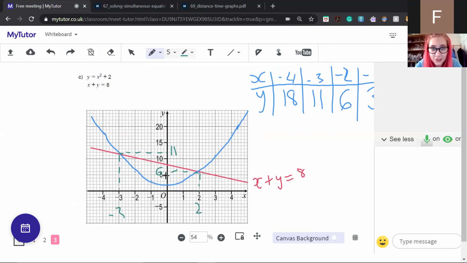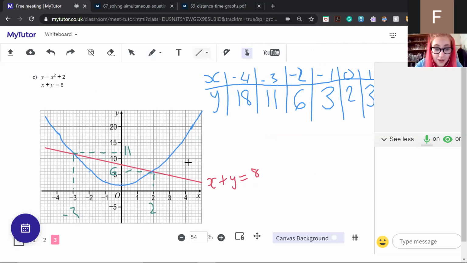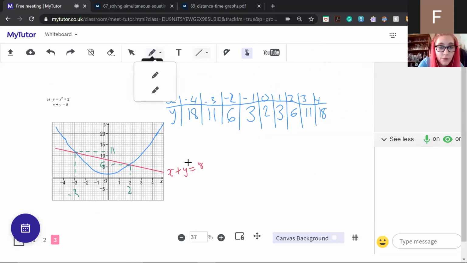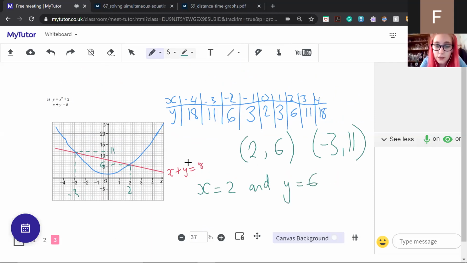And actually we can check that these are true by putting them in. So -3 plus 11, yes, that is 8. And 2 squared plus 2, yes, that is 6. So these are our points, and we've got them not by doing trial and error, but by actually plotting them and finding what we think they should be. So the points are (2, 6) and (-3, 11). That means the solutions to our equation can be written as these points, or we can say x equals 2 and y equals 6, or x equals -3 and y equals 11. Either of those, they're both equally valid solutions.